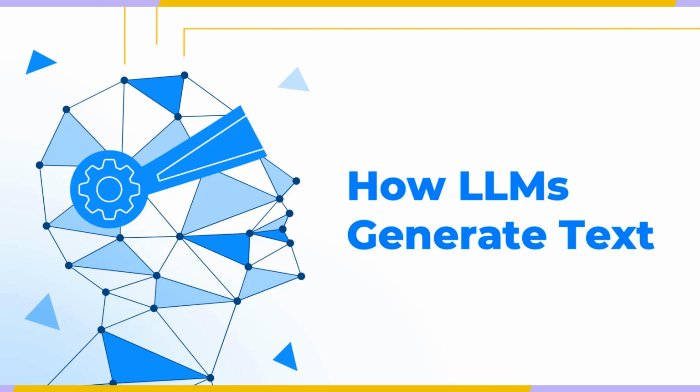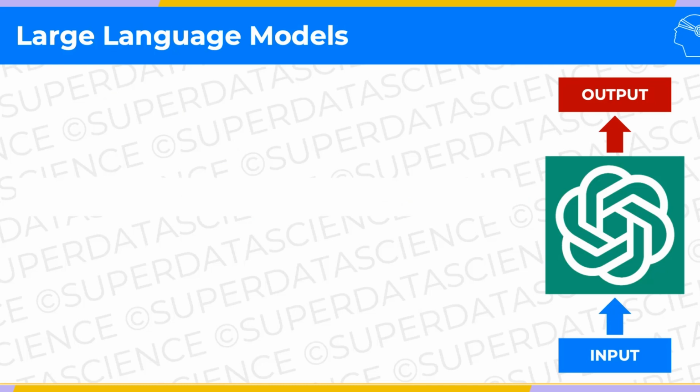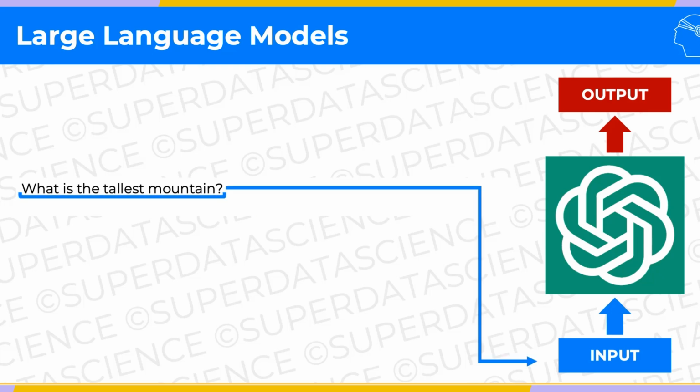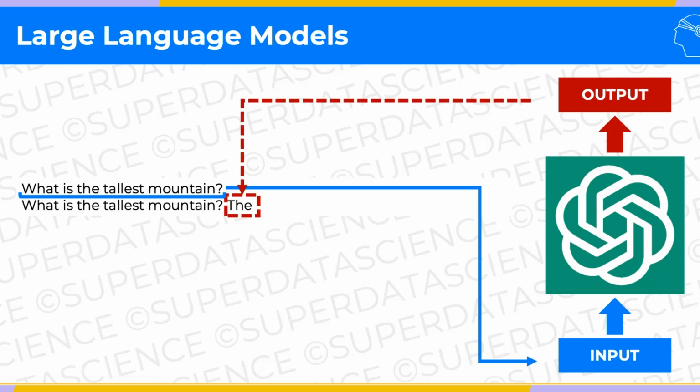In this tutorial, we will find out how large language models generate text. All right, so here we've got a large language model and we're going to input a prompt. What is the tallest mountain? Now, all of this text will go into the input of the large language model. It will do its mathematical operations, and as the output, it will produce just one most likely next word.